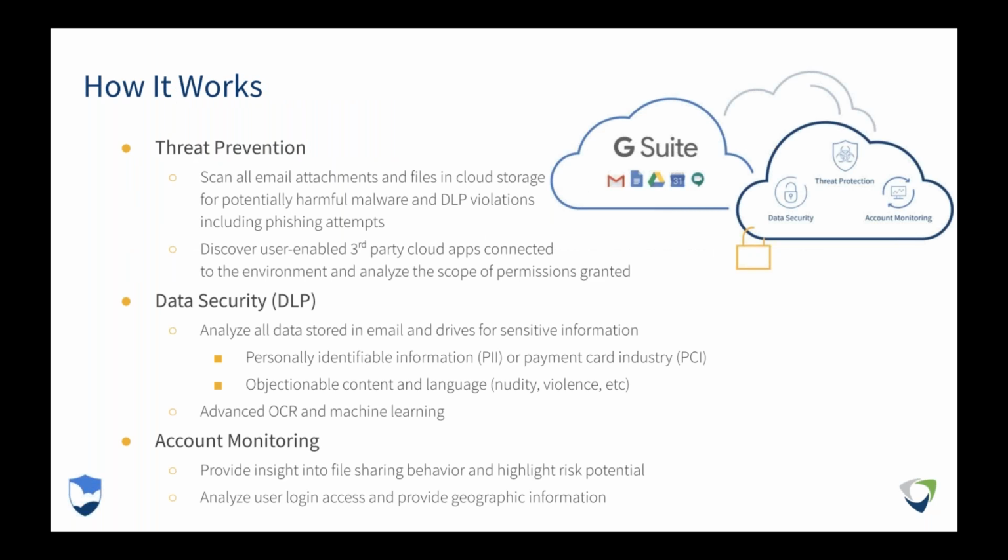So in terms of the nuts and bolts of how we do what we do, the first piece of it, threat protection, that's keeping those bad guys out, keeping the folks out who are going to try to monetize your data by stealing it. So we'll scan all bodies and attachments in emails, as well as files in Drive, Google Drive or Share Drive for G Suite, OneDrive, SharePoint in the Office 365 world for any harmful malware or DLP violations, phishing attempts. For phishing, we use a couple different resources.